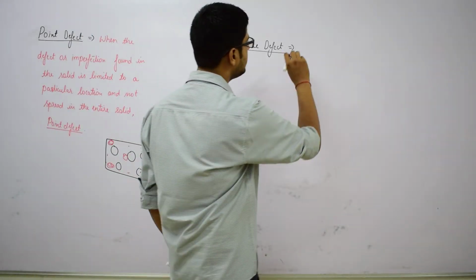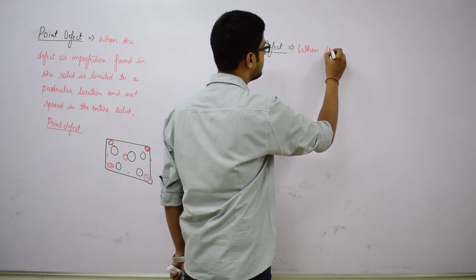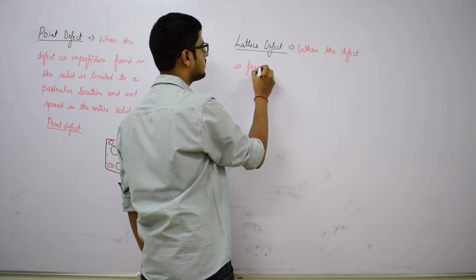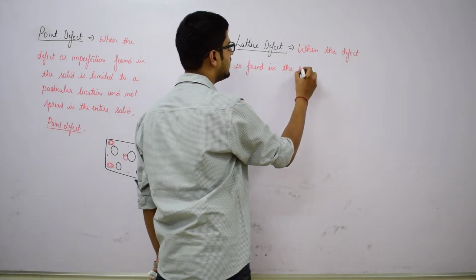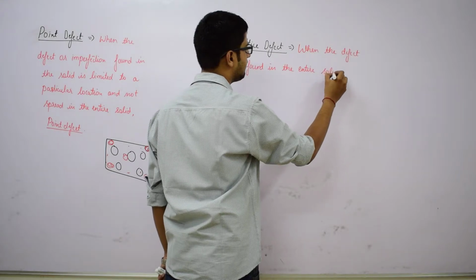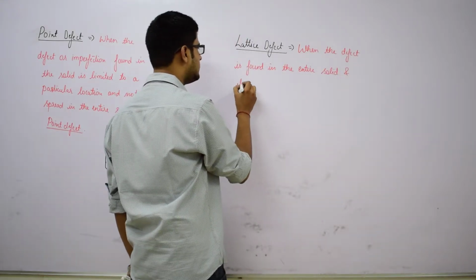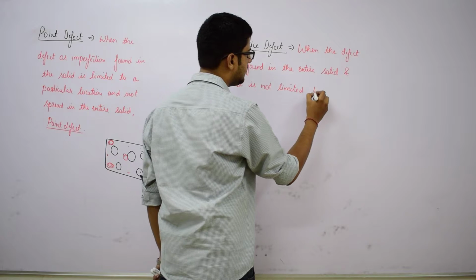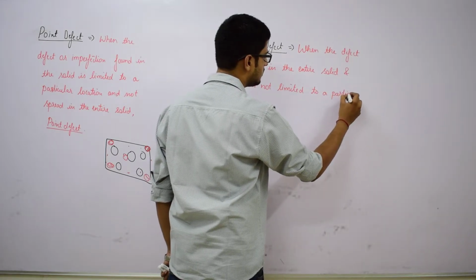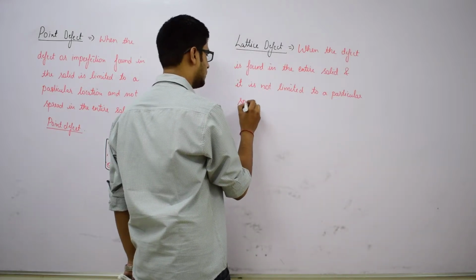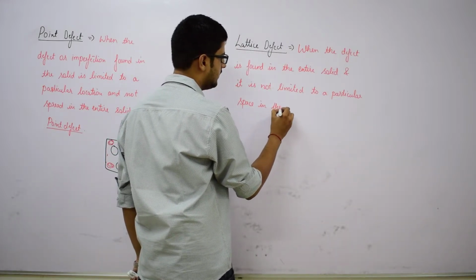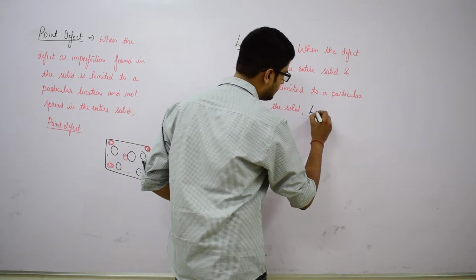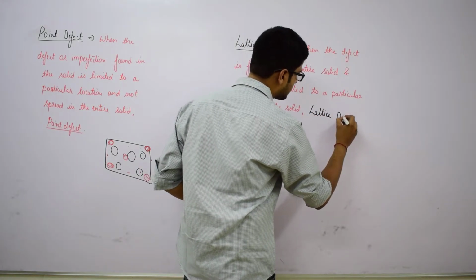But what is lattice defect? When the defect or imperfection is found in the entire solid, crystal, and it is not limited to a particular space in the solid, these type of defects are called lattice defect or lattice imperfections.